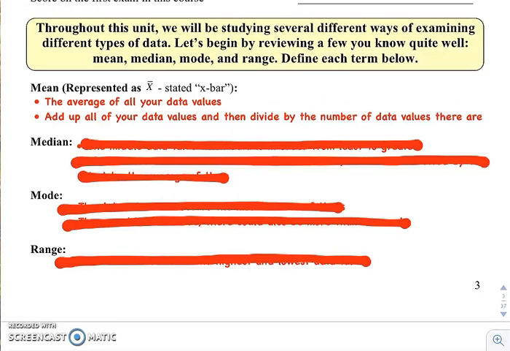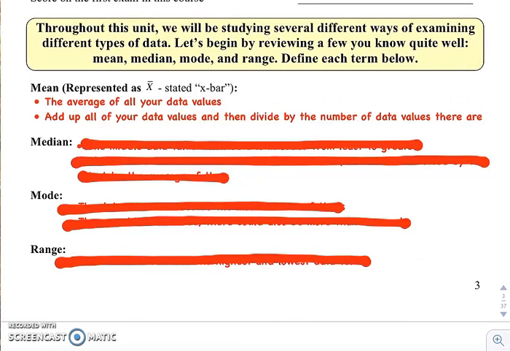So if you guys remember, to find the average, that's when you add up all the data values you have and divide them by the number of data values that there are. So if there were 10 data values, you'd add all 10 of them up, get that sum, and then divide by 10. So the mean or the average are the same thing.